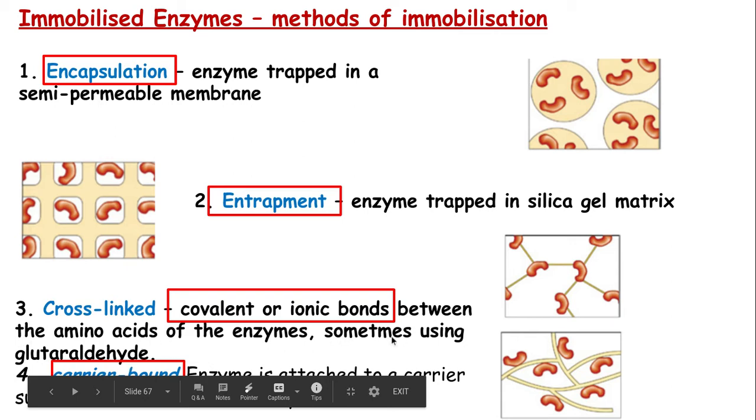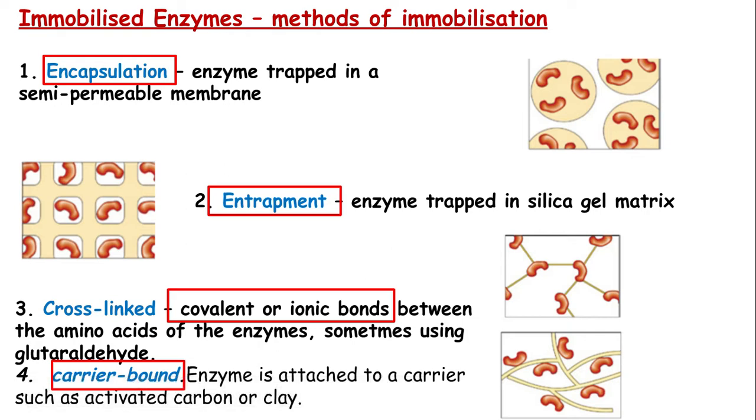Apologies about the typo. And the last one is the carrier bound, where the enzyme can be attached to a carrier such as activated carbon or clay. Again, it keeps the enzyme in place so it can't be mixed in with the final product, because we want to separate the final product and the enzyme. It makes it better for downstream processing.